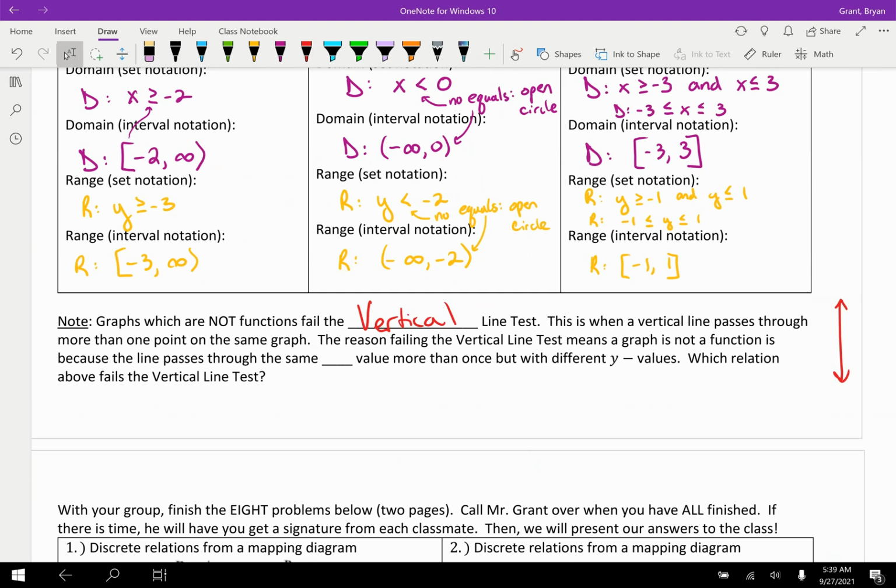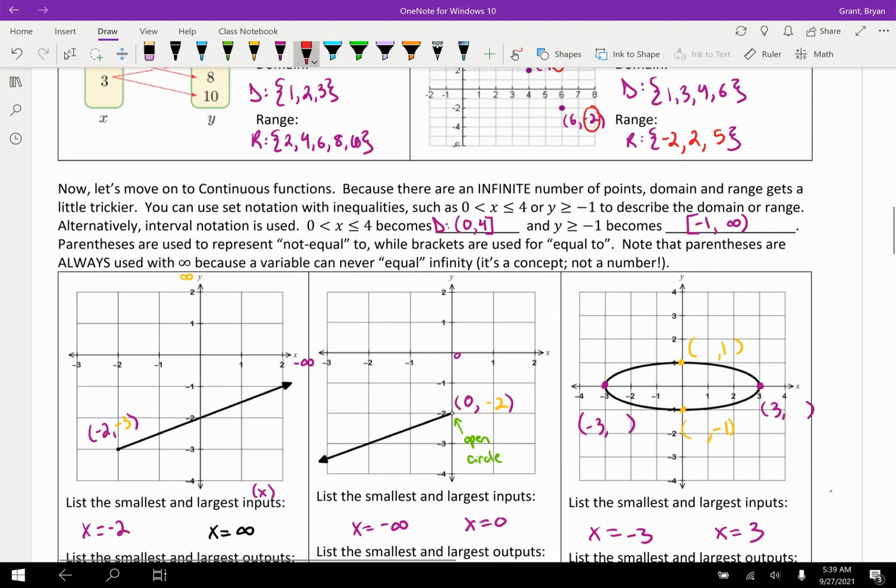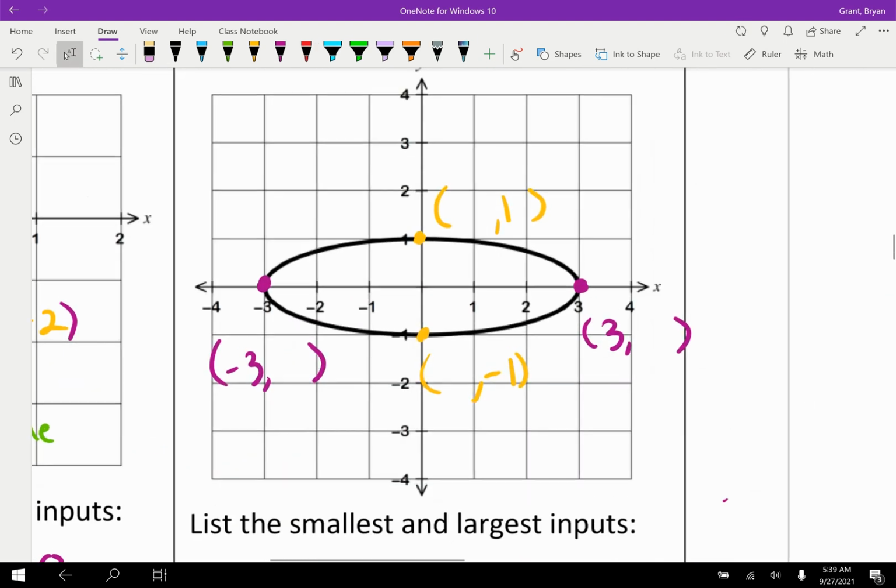The reason failing the vertical line test means a graph is not a function is because the line passes through the same x value more than once, but with different y values. And we can again see that up here. If I wanted to take these 2 points, this is the point 2 comma, let's call it 0.75, and this one is 2 comma negative 0.75. And so you ask yourself the same question. If I told you an input of 2, could you tell me the one output that goes with it?